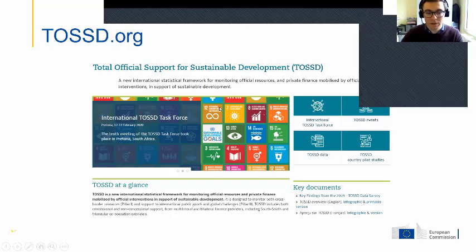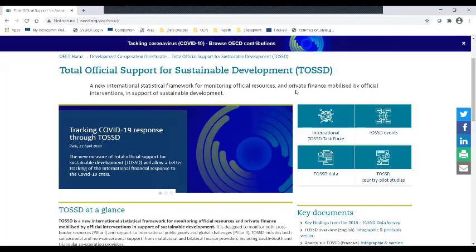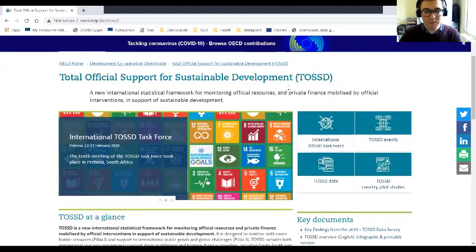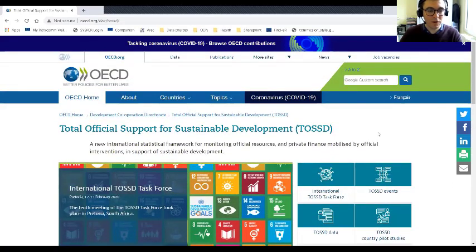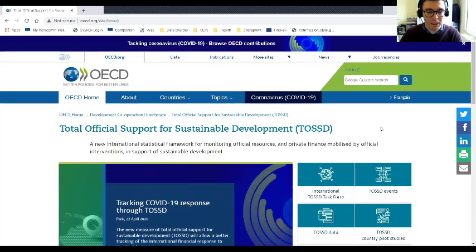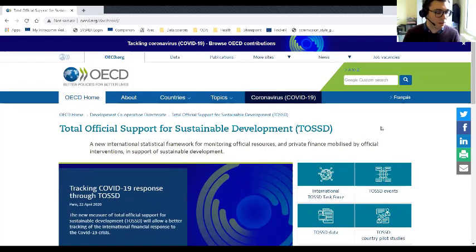So I have to share a different screen. Here we are. Can everyone see the TOSSD website? Yes. Okay, thank you. So this is the TOSSD website. As you can see, it's still hosted on the OECD web space. This will change early next year, hopefully, when TOSSD will have a standalone web page.